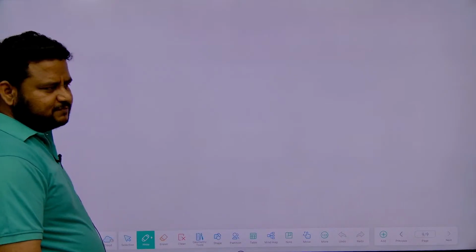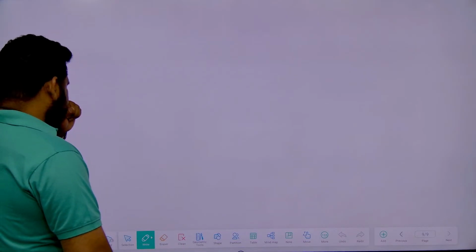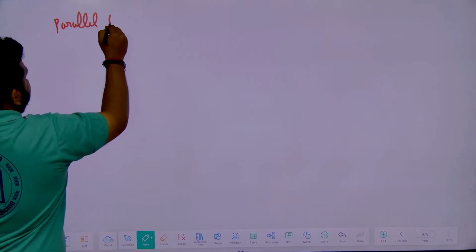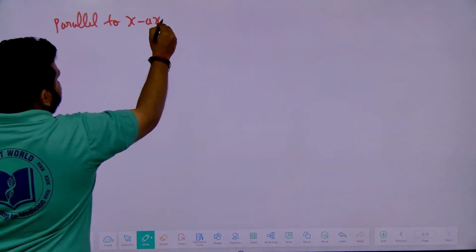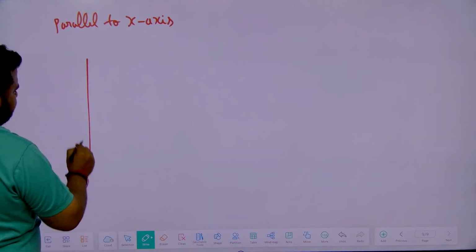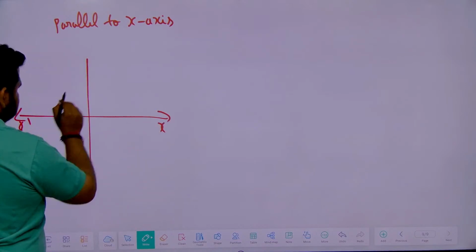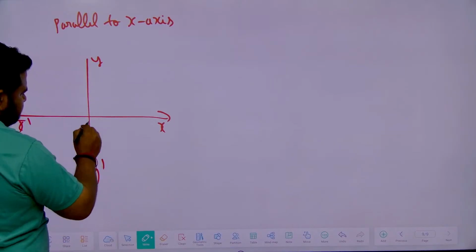Now see, so we learnt what? Slope intercept form and intercept form. Now what you have to do is, suppose sometimes they will give that the line is parallel to the x axis, or the line is parallel to the y axis. At that time you should know what the equation of that line is. First, suppose parallel to the x axis. This is the coordinate axes, this is the x axis and the y axis.